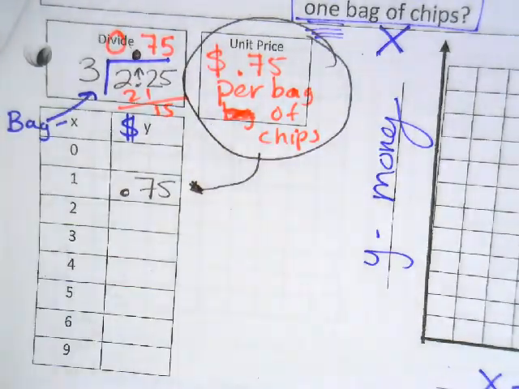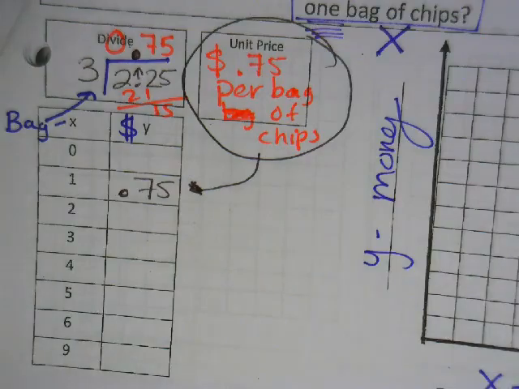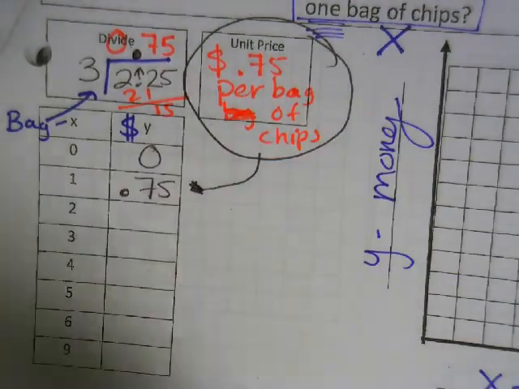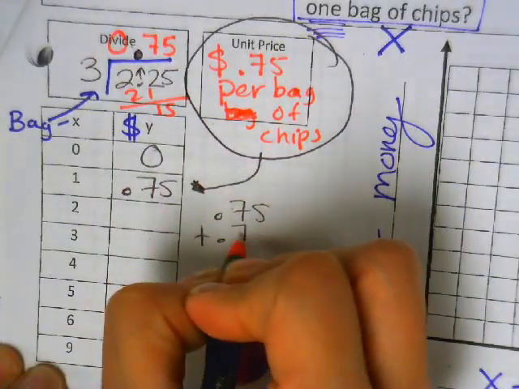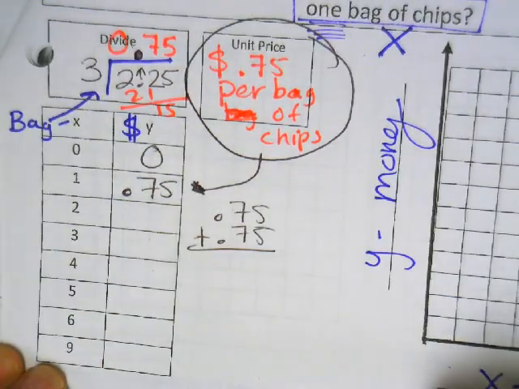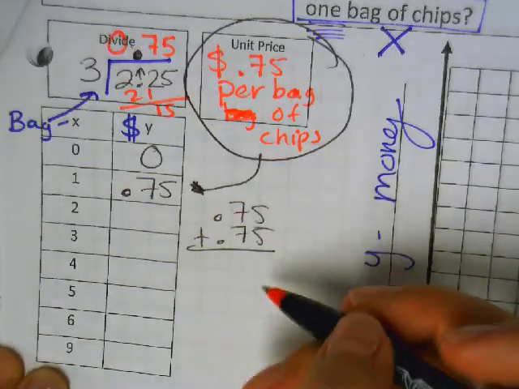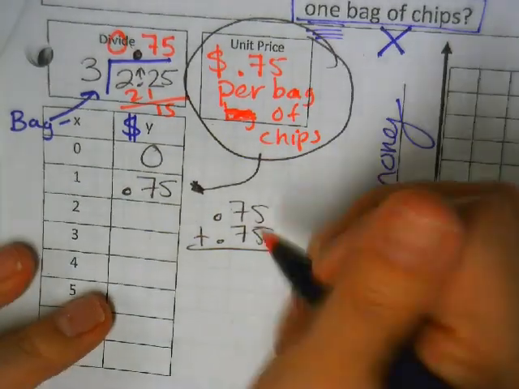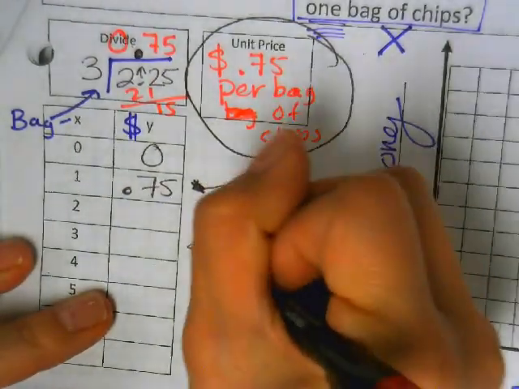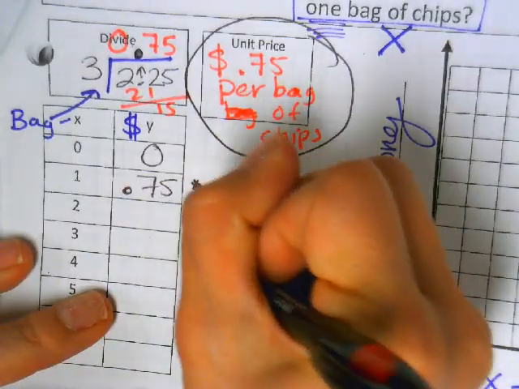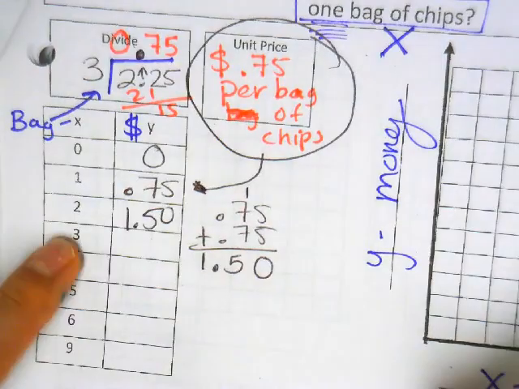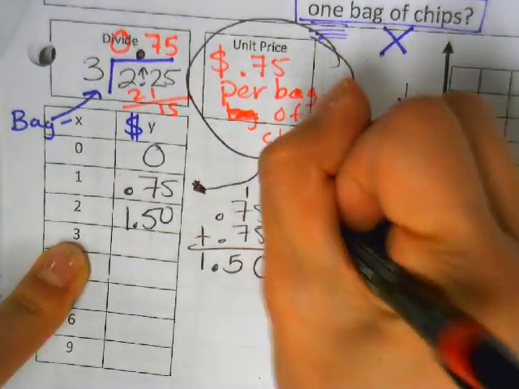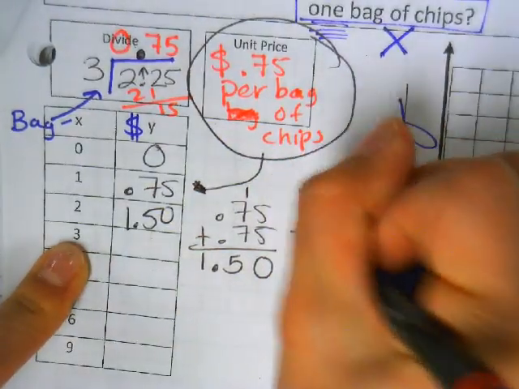How much is 0 bags of chips? 0. Now, how do I fill in the rest? You're literally going to go over here and keep adding 75 cents. What's 75 plus 75? 0, carry the 1. 15, bring down the decimal. So that's 1.50. Now, what about for 3 bags? I take my answer of 1.50 and I'm going to add.